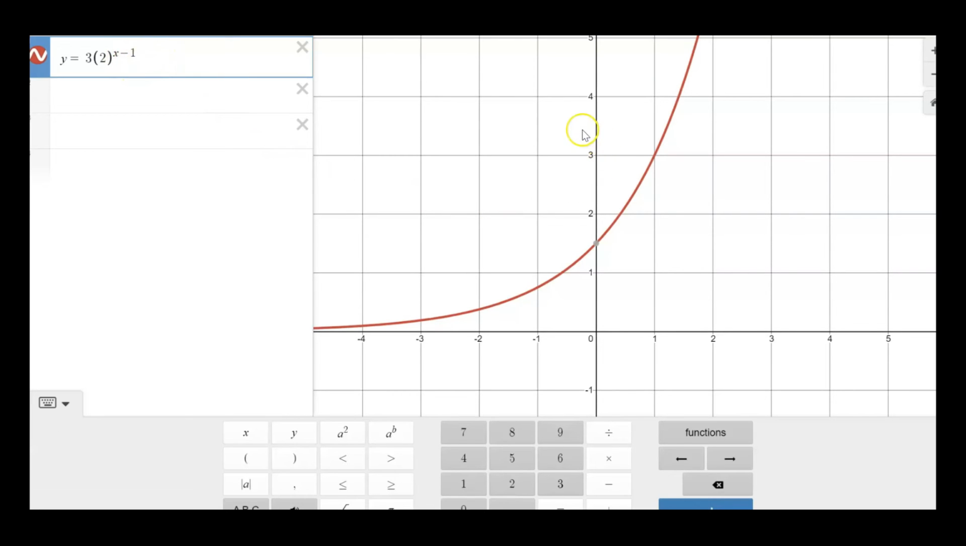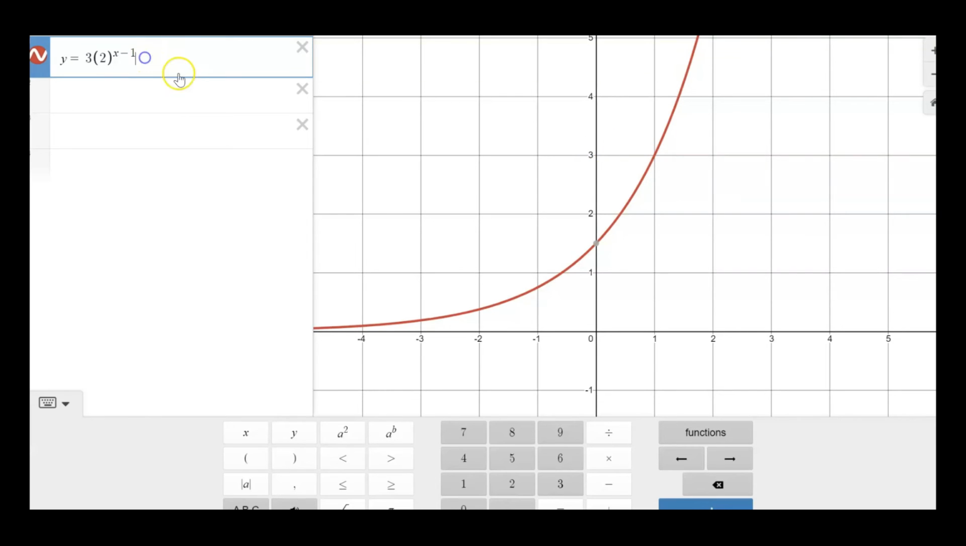and this moved me to the right 1 space. Now remember, my initial amount was here at y equals 3. All I've done is I've taken away from the exponent. That shifted me to the right 1 space. That's how I know what this graph is going to look like. My initial amount was here. It moved right 1. Okay.